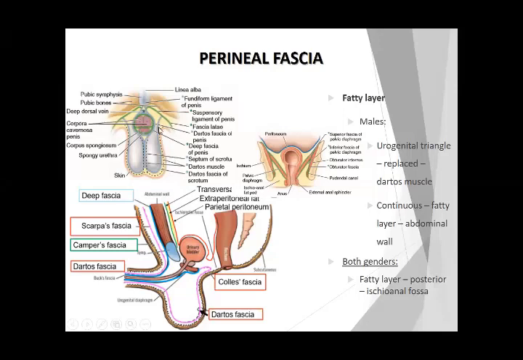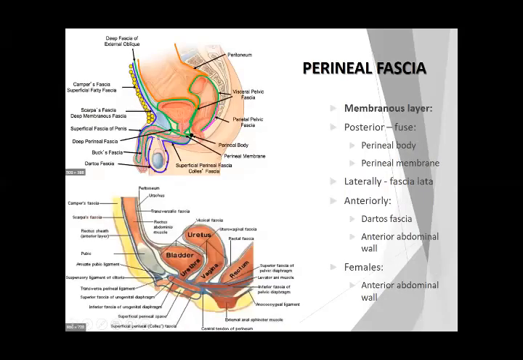इस drawing में भी देख लीजिए, this is the dartus muscle, yellow on the outside. This is the dartus muscle. ये देख लीजिए, ये mark किया. Okay. Perineal fascia. Membranous layer. Abhi tak we've discussed the fatty layer. Now let's come to the membranous layer.